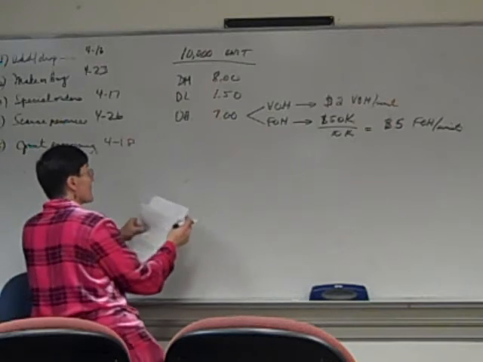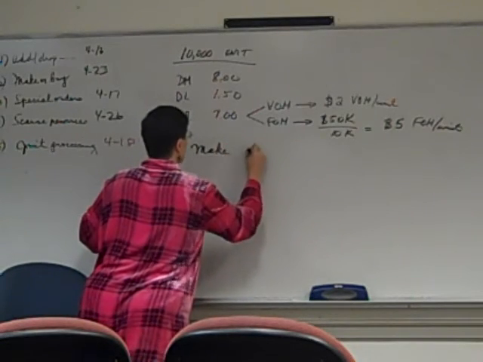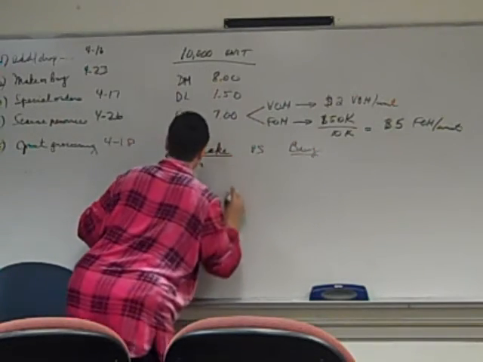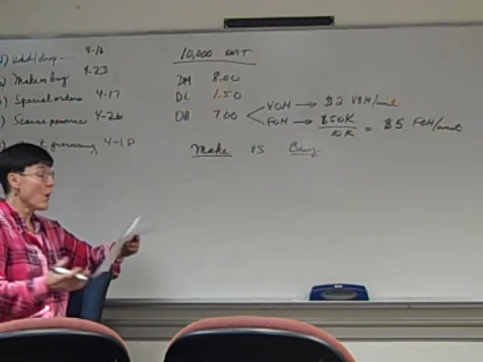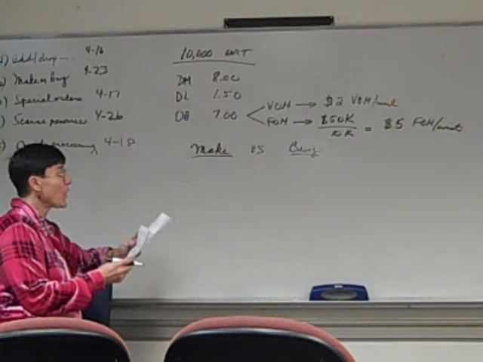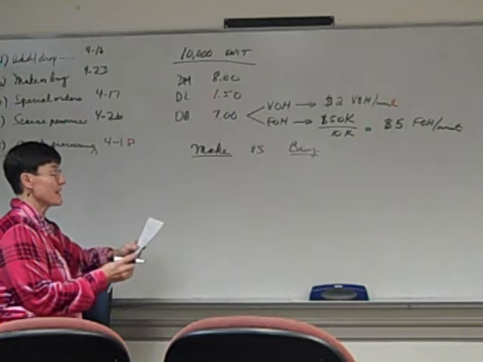Okay. So what we are looking at is a make versus buy. Do we make it internally or outsource it? So what we need to look at is what are the costs associated with buying, okay?